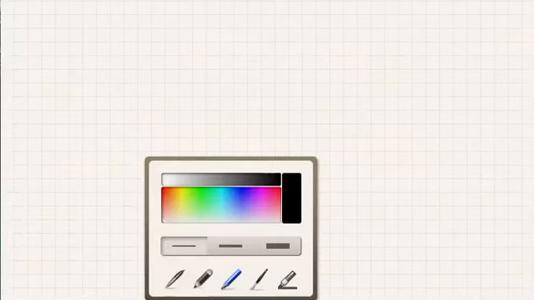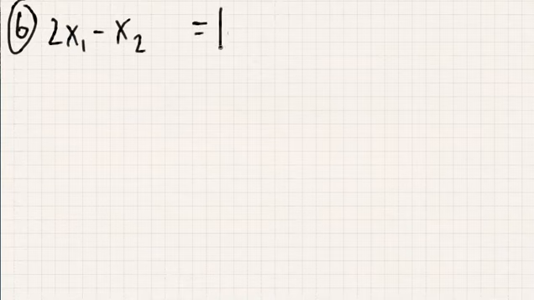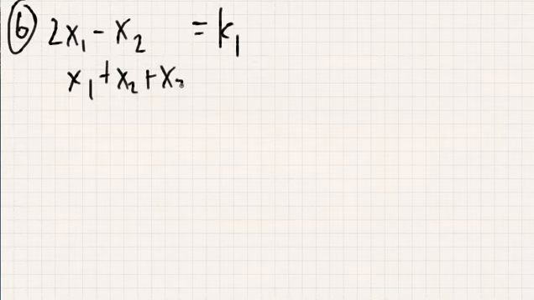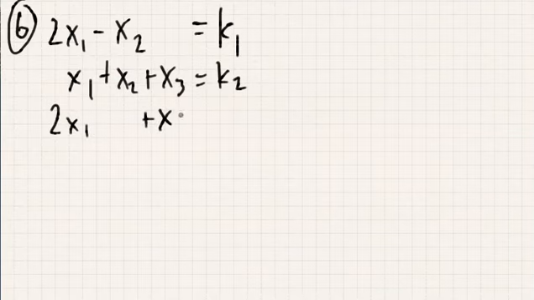So with number 6, I start off with something like this. I have 2x1 minus x2 is equal to k1. x1 plus x2 plus x3 is equal to k2. And 2x1 plus x3 is equal to k3.